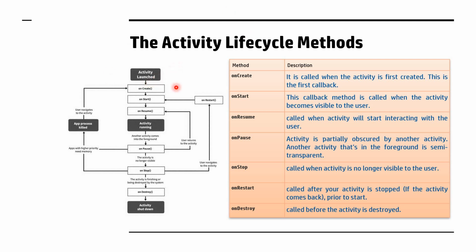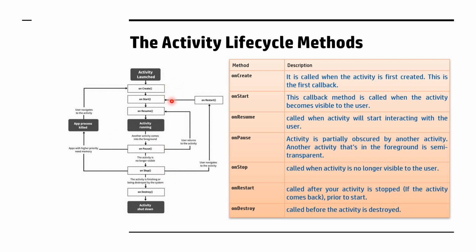Now let's see the picture available here. The activity is launched with onCreate, and then it goes to onStart and onResume. The activity will keep running. Now another activity comes into the foreground. This is what I told you. Another activity comes into the foreground, so onPause should be called, and the activity will no longer be visible. Then if another activity comes with higher memory requirement, with higher priority, this current activity which is on hold will be killed. That process will be killed.